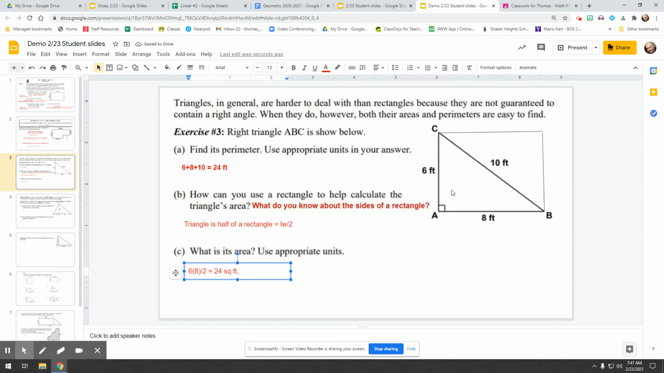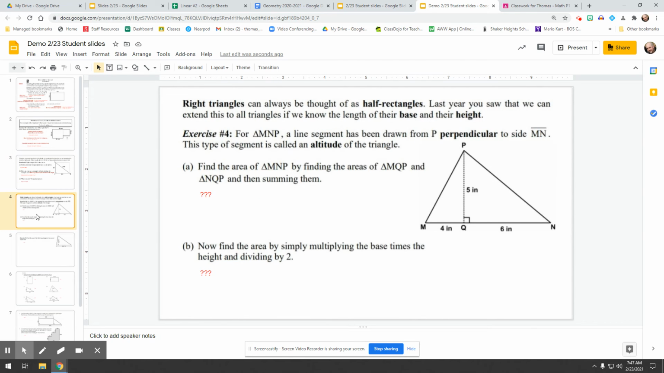So multiply the two sides that are perpendicular and then divide it by 2, and that's how you get a triangle. So again, here is another triangle. Right triangles can always be thought of as half a rectangle. So last year, I know you saw that we can extend this to all triangles if we know their base and their height. So base times height. Now for this one, we have two ways to think about it. You could think about it as two small triangles or one big triangle.